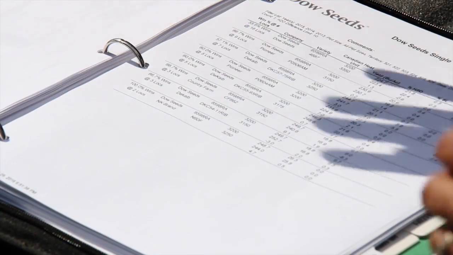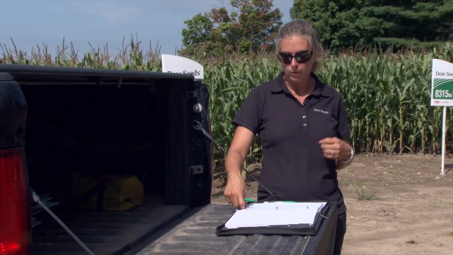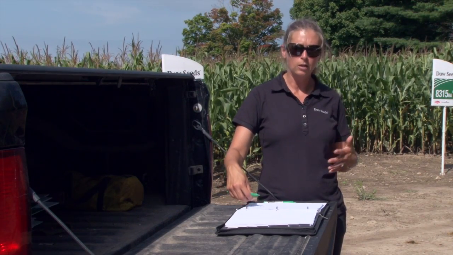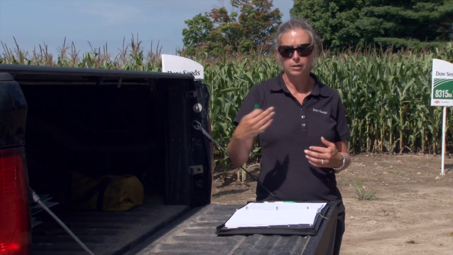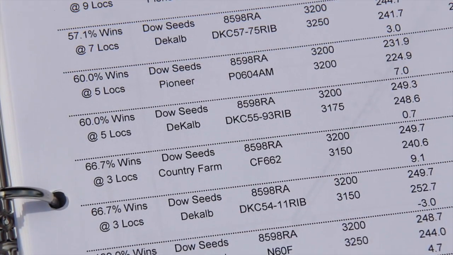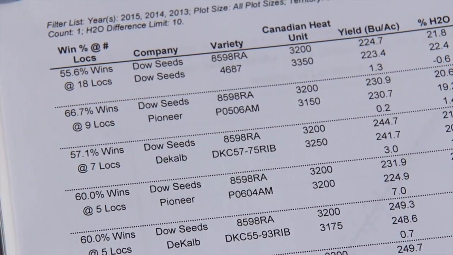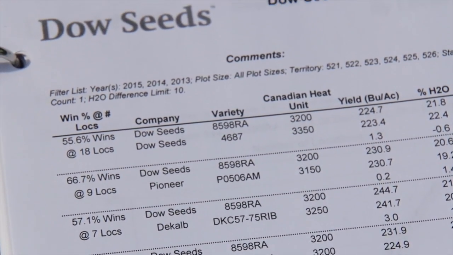Once we get our individual plots, we dump them into our database and we can run what we call a head-to-head. So it's basically a comparison of a single hybrid against competitors, against our own commercial hybrids, but it's where we can look at multiple locations. Multiple locations just gives you a better idea of how that particular hybrid performs across a range of locations.